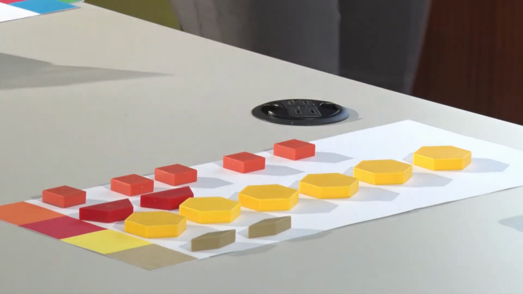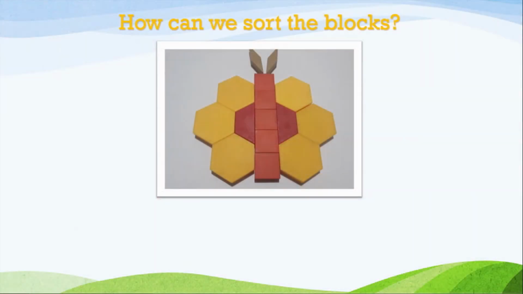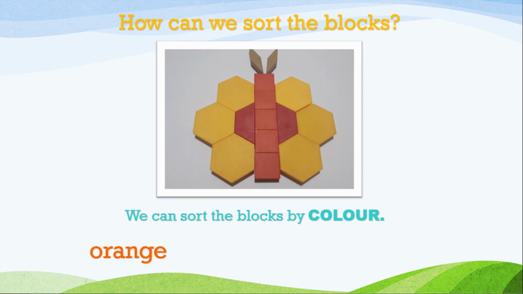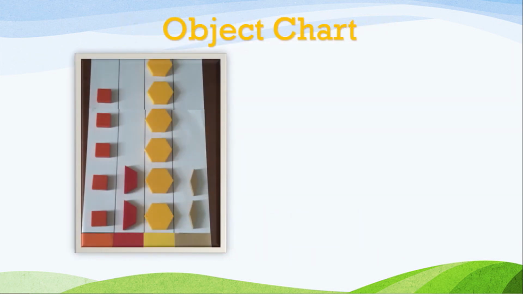Let's go to the PowerPoint. How can we sort the blocks? We can sort the blocks by color. Orange, red, yellow, and tan. So here's our object chart, just like on the table, and we can answer questions. Which group has the most number of blocks?